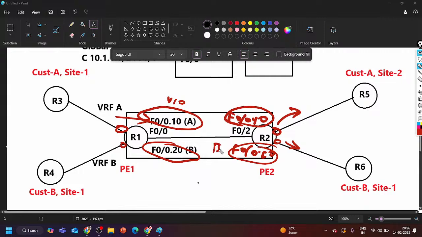Here you have BGP, here also you have BGP, and here also you have BGP. So if router 2 is receiving some prefixes from its BGP neighbor, definitely it will advertise to the other BGP neighbor if that neighbor is in the same VRF. So in this case we can configure it in the same VRF. MPLS is not required here. Even if I am using two links between router 1 and router 2, MPLS is not required.